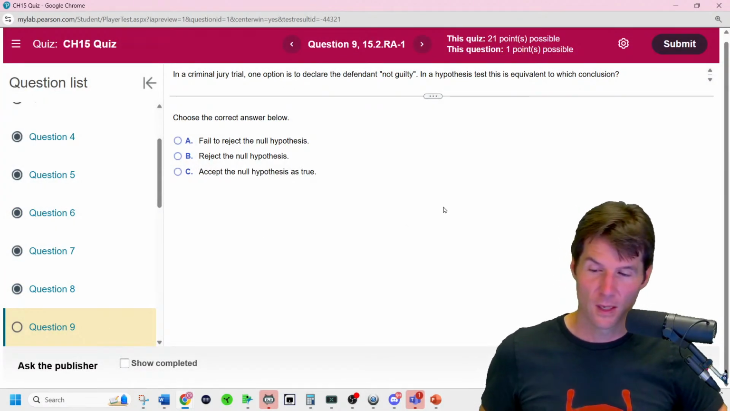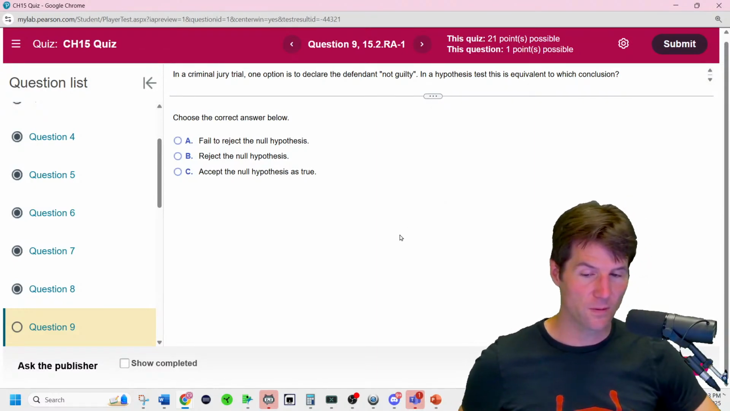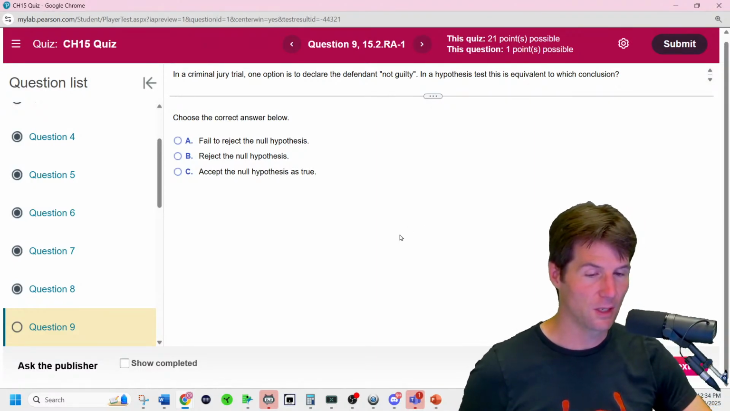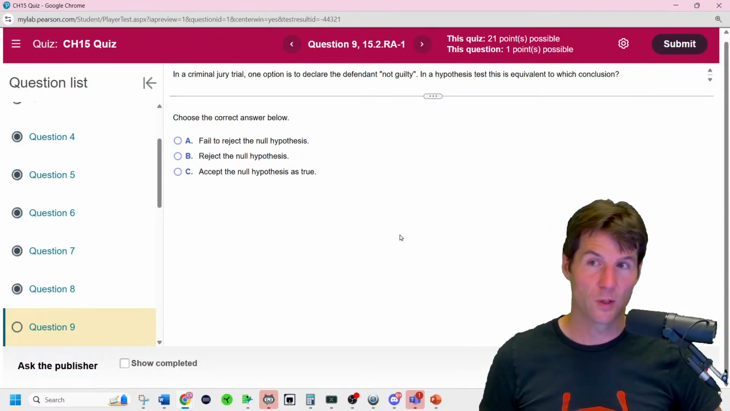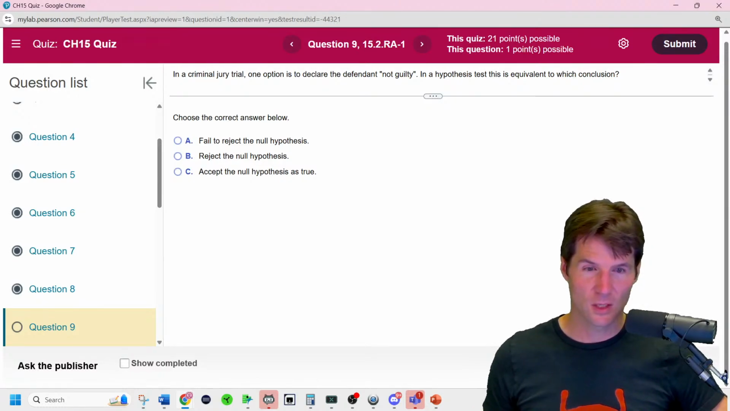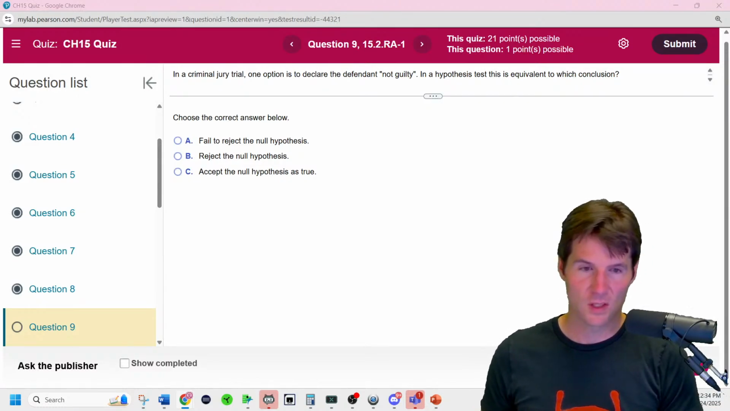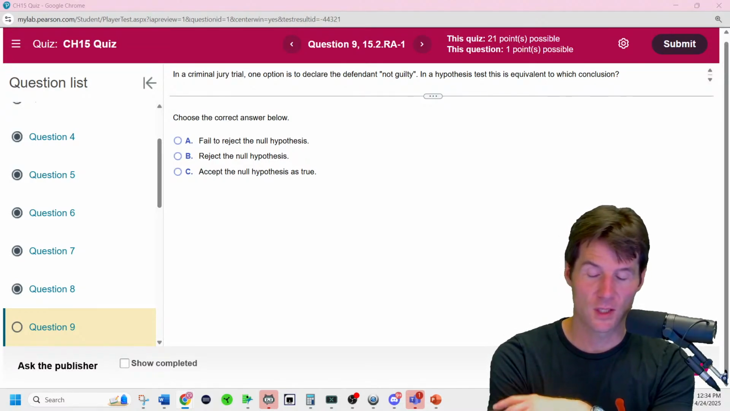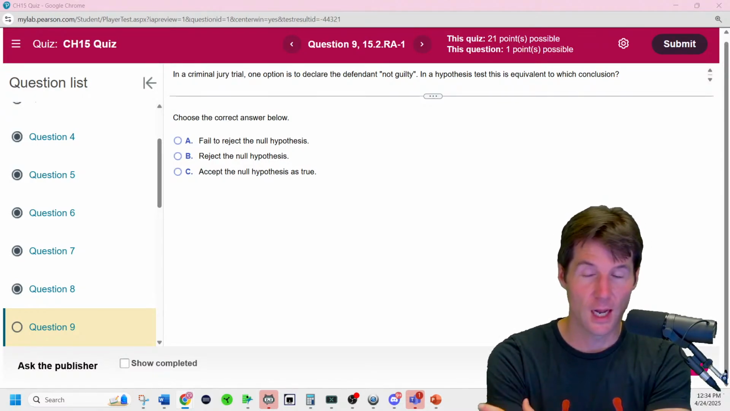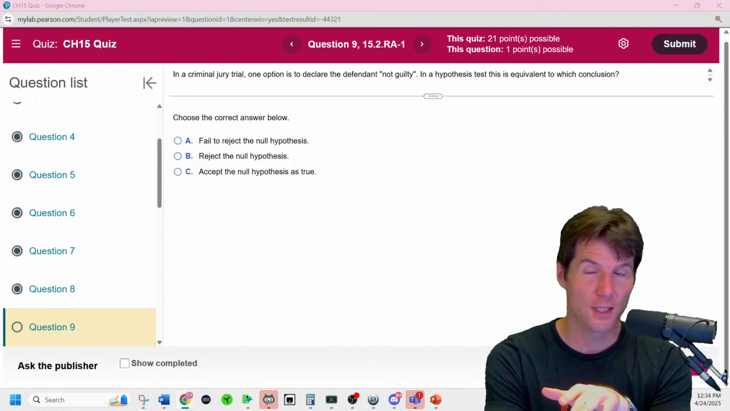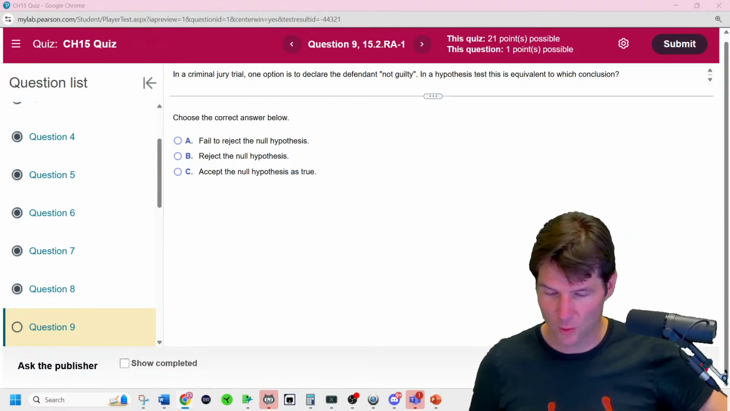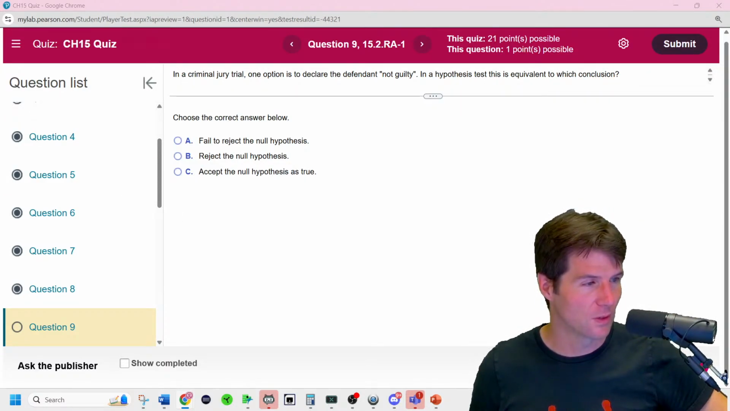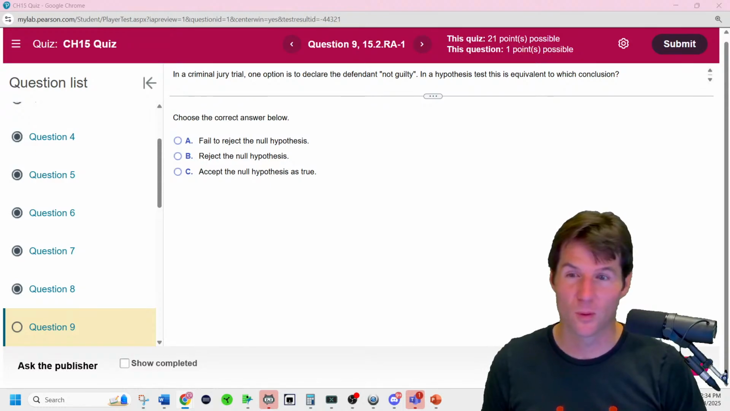Ooh. In a criminal trial, one option is to declare the defendant not guilty. In a hypothesis test, what would be your conclusion? A, B, C, or D. Type A, B, C, or D in the chat. Would it be to reject the null, fail to reject the null, accept the null? If you're not guilty, and you walk in not guilty. So when you go into a court, I'll put this one in the notes, and then drop more questions. We've got time for another big one if you want.